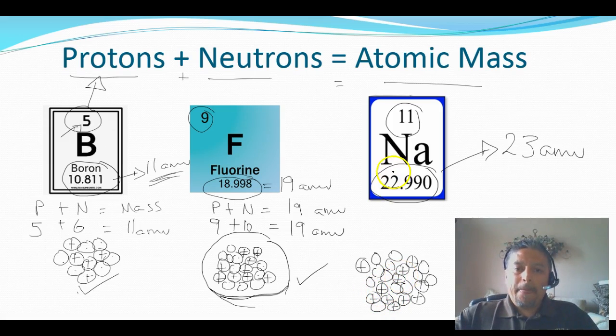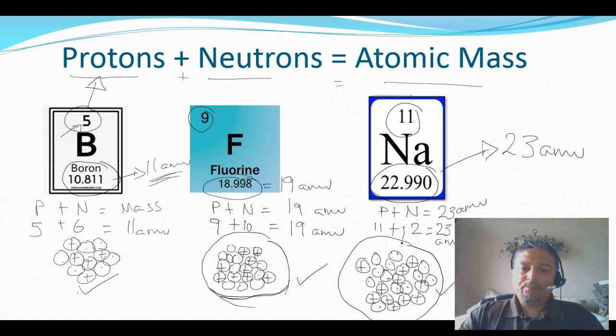So we have 11. Remember that protons plus neutrons should be equal to 23 AMUs. All right, so we have 11 protons plus, how many neutrons is that? Well, let's see. 1, 2, 3, 4, 5, 6, 7, 8, 9, 10, and 11. We should be, oh, here it is, 12. So 11 plus 12 should be equal to 23 AMUs, and this one is also correct. Remember, this is inside the nucleus of the atom.